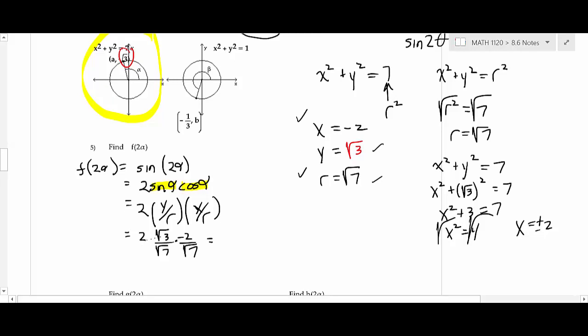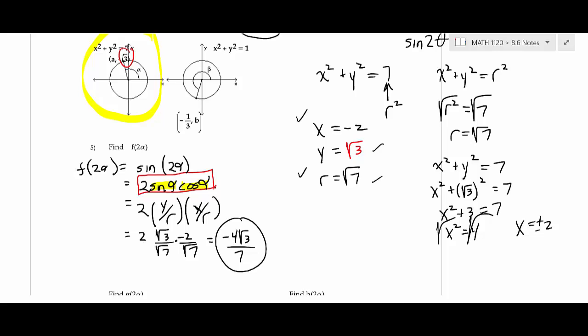Multiply it out. Looks like the numerator is negative 4 times square root of 3. What's the denominator? 7. Square root of 49 is 7. So that's it. That one is basically looking at the double angle identity in terms of something that's not a unit circle. It's just a general circle. Is there anything that you don't understand on that? Yes or no?